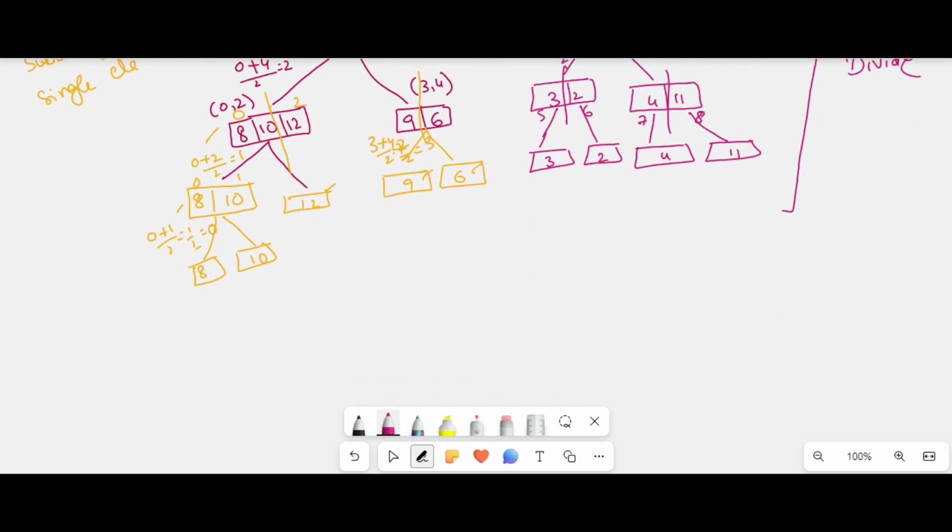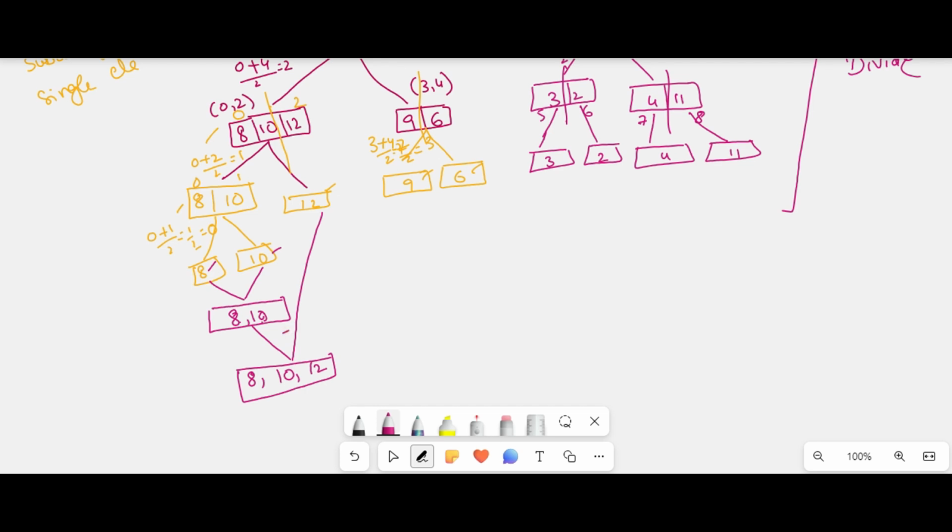Conquer is nothing but combining. Now see, combine these two. Combine is nothing but comparison and combine, putting in sorted order. So 8 and 10, as it is, since 8 is less, you will get 8, 10. Now this 8, 10 is merged with 12. How are these two merged? 8 and 12 are compared, 8 is less. Then 10 and 12 are compared, 10 is less. Then 12. Why? Because you got this from this array. That's why we have to merge.